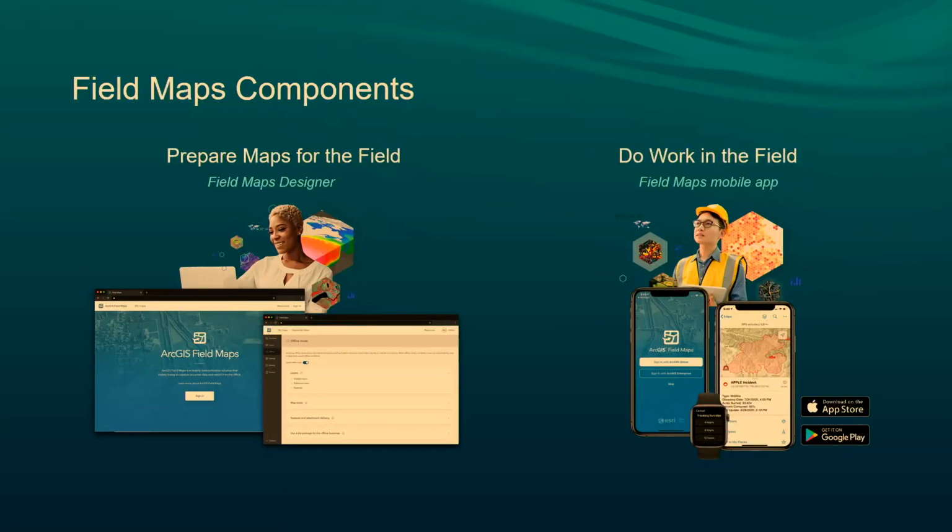And then just one last thing on Field Maps. We're just trying to orient you to what's available. We have Field Maps for the web, which is called Field Maps Designer. That's where you're going to be configuring your maps for your field workers, your forms, and then we have the Field Maps mobile app, which is where you're going to be consuming those maps.